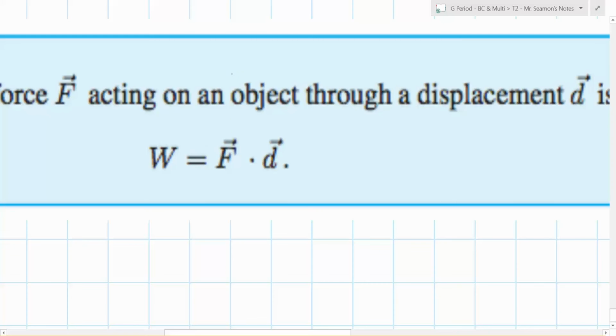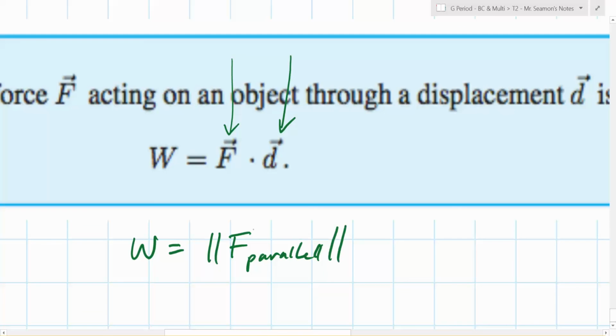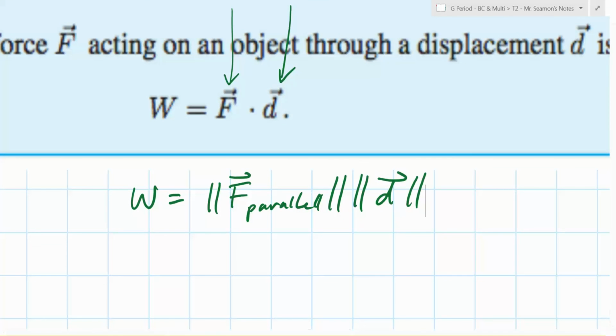You with me? Force vector, and this is a distance vector, right? If they're going in the same direction, it's really easy, right? But are they always going in the same direction? No. So the way you can think about this is W is going to be equal to the F parallel. This is the amount of F that's actually going in the direction we want it to go, the direction of D. Are you with me so far, everybody? But what is this right here?